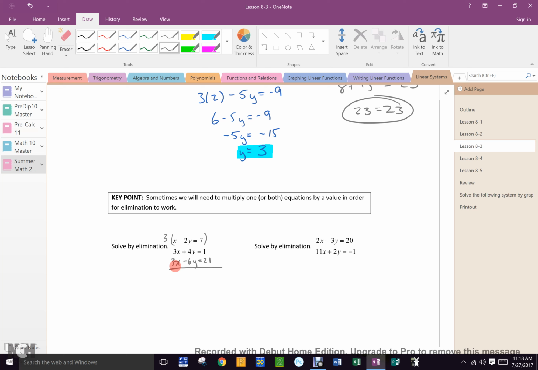If David were to continue on, he would continue on. Yes? Yep. Okay, now stop for a moment. What if I multiplied the top one by 2? What would I get? 2x minus 4y would equal 14. Now what would I do to eliminate? I would add.